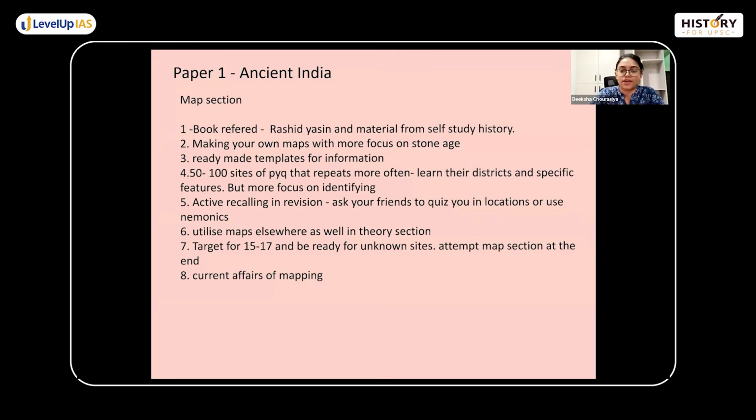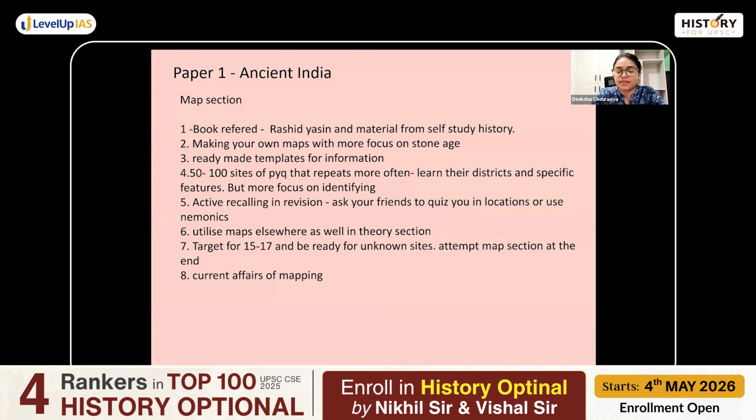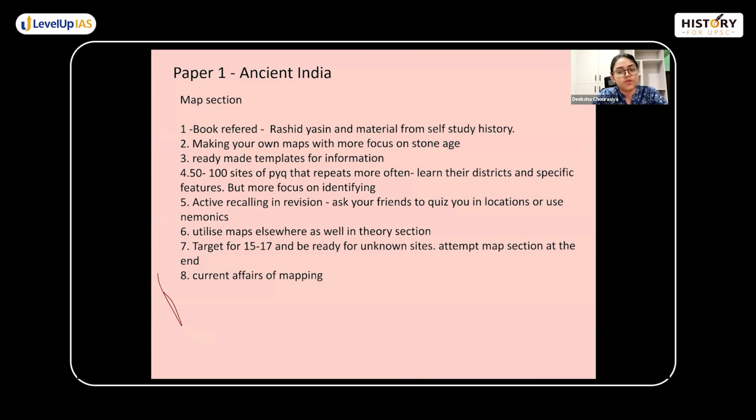It is okay if you do not get 100% accuracy in this, because there will be an element of uncertainty in mapping. So my focus was more on Stone Age sites, Paleolithic, Mesolithic, Neolithic, Chalcolithic, because it is something that is constantly repeating. And I had made detailed notes of at least 50 to 100 sites, including the districts. So not all the districts, but the important sites, I had learned all the districts and the specific information about them. Now I know that mapping is very difficult because you're not able to recall every site, and there are multiple sites very close to each other.